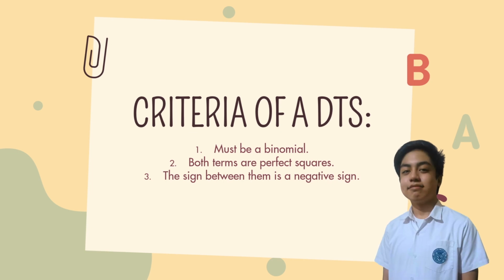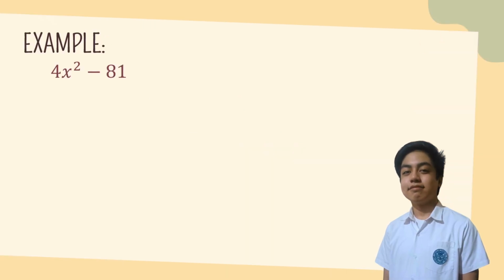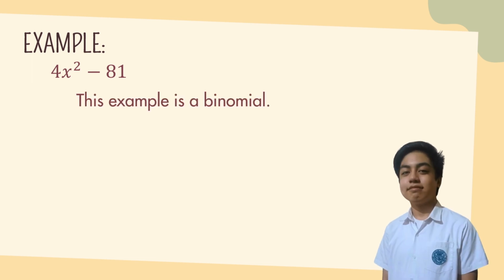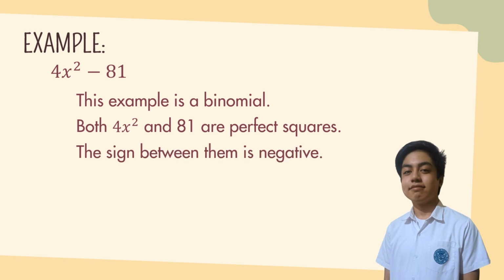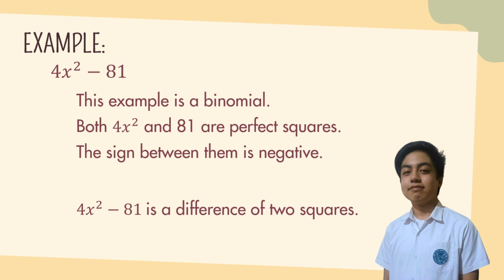For example, we have 4x squared minus 81. This example is a binomial. The first and the last terms are perfect squares, and the last term is a negative. So, this example is a difference of two squares.